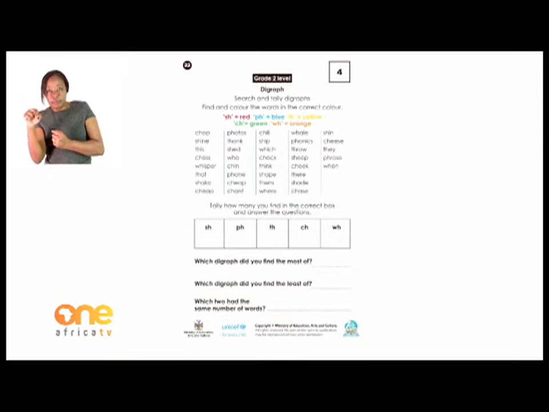Which digraph did you find the most of? Which digraph did you find the least of, which was less, few of them? Which two had the same number of words? Which two sounds here are having the same number of words?